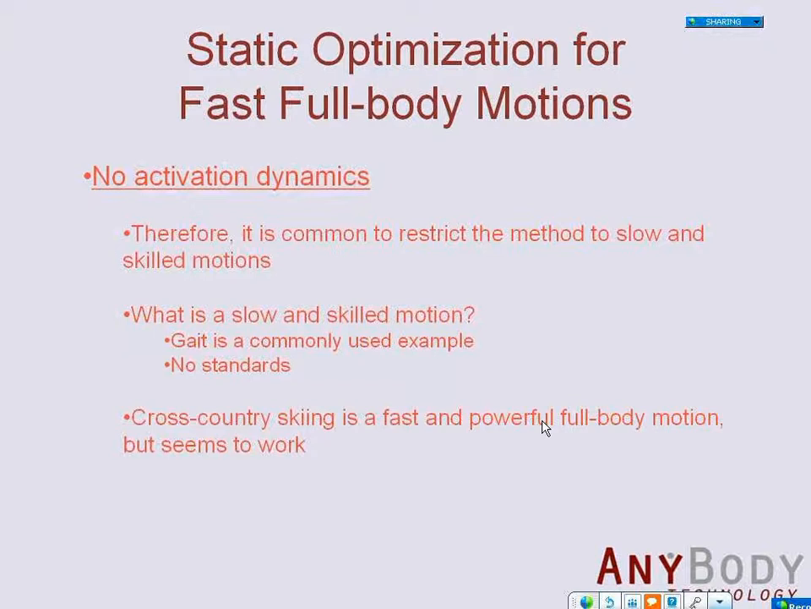But then you can ask yourself, what's a slow and skilled motion? Well, gait is a commonly used example of this. But I haven't found any standards or conclusions for determining what to consider as a slow enough motion suitable for static optimization. And as I think I've shown, cross-country skiing is a rather fast and powerful full body motion, but it seems to work anyway with static optimization.